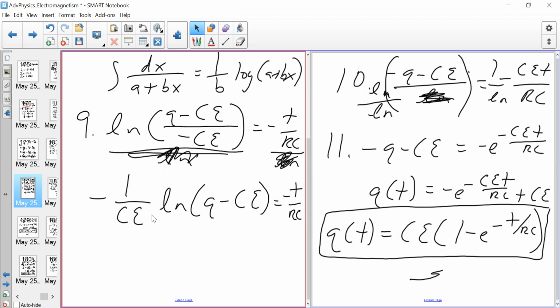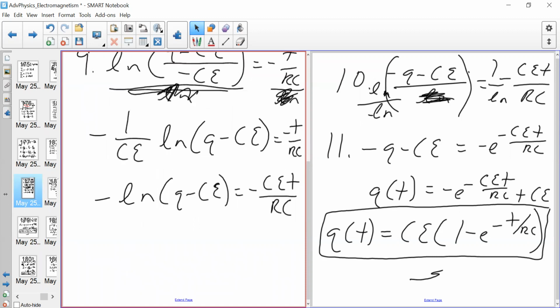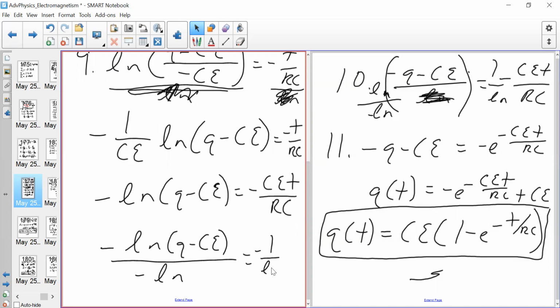Okay, so at this point, I'm just going to multiply both sides by ce, leave the minus sign over there for the moment. So I have negative natural log q minus c epsilon equals negative c epsilon t over rc. So now I'm going to divide both sides by negative natural log, get rid of the minus sign. Over negative natural log. And so I have negative 1 over negative 1 over natural log. This whole business here. Let's see if I can squeeze it in. Well, I'm just going to push that down, and this is going to be in the parentheses.